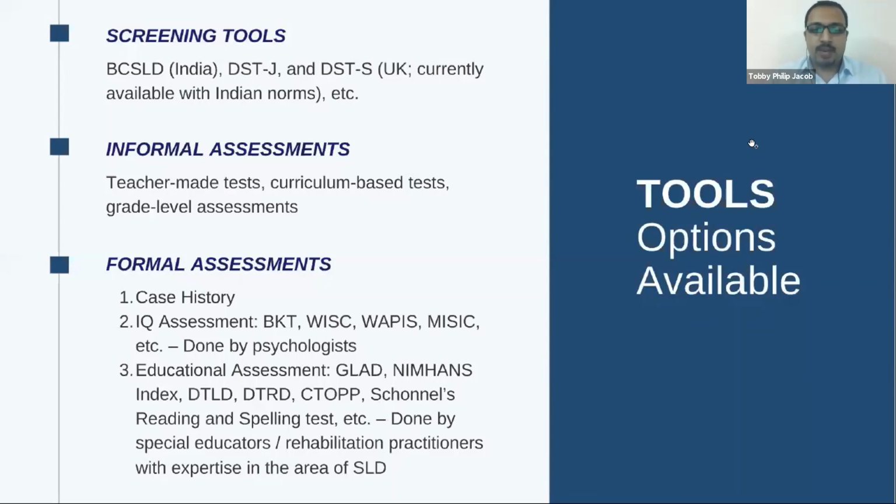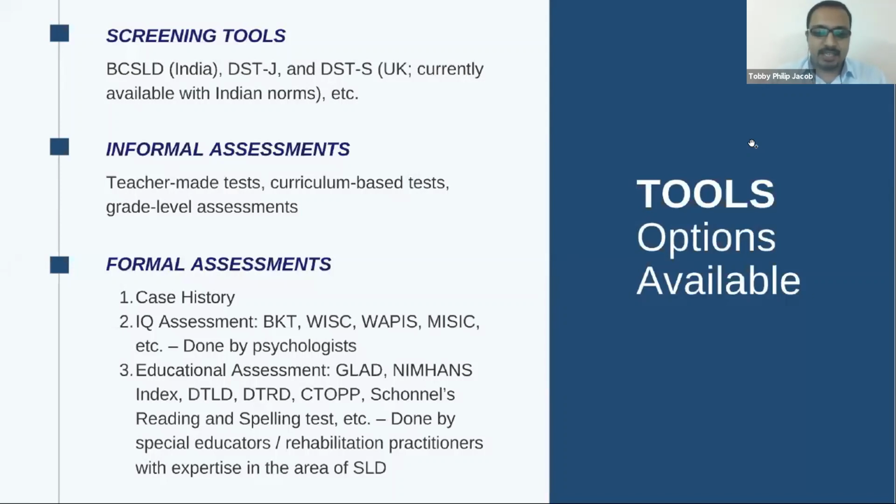So when it comes to an educational assessment, we have to cover a lot of areas. It means reading, writing, arithmetic, spelling, all those things have to be taken into account. The first test that comes up is the GLAD, Grade Level Assessment Device, which is usually used in the Indian context. GLAD is in Hindi and in English. It covers the areas of reading, writing, comprehension, and basic arithmetic from grade 1 to 4.